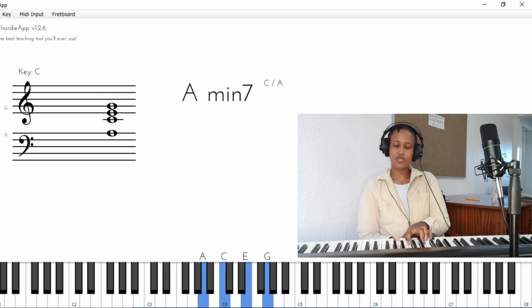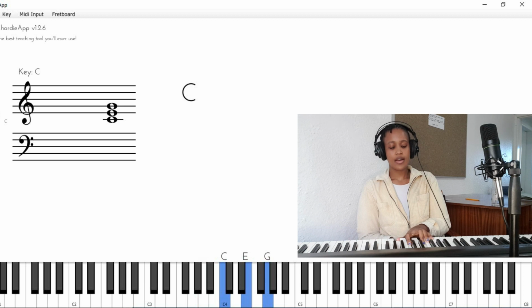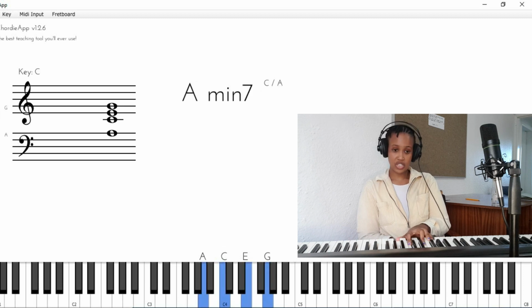So it's like a rootless voicing, but with the 9th added on top. So we would have A, C, E, and G, or 3rd, 5th, 7th, and 9th. So that's the first position.